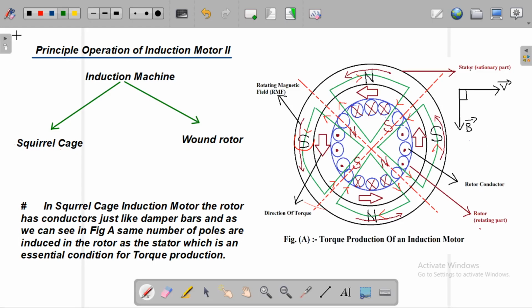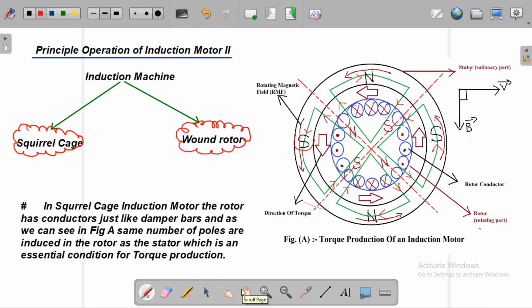Hello guys, in this lecture we will discuss the working of an induction motor, and also try to understand how torque is produced in any induction motor. As we know, the induction motor is a singly excited AC machine, and induction motors are divided into two types. One is the squirrel cage induction motor and the other is the wound rotor induction motor.